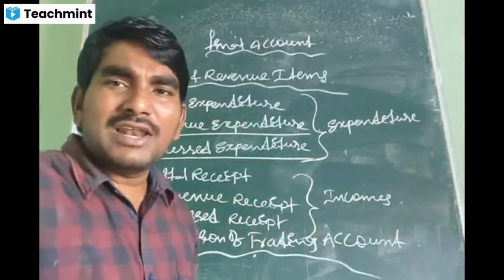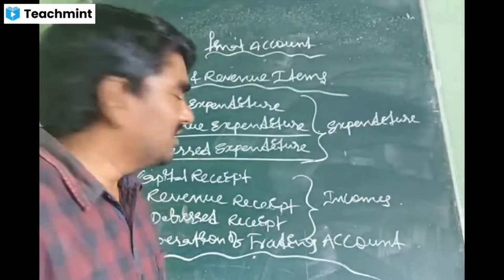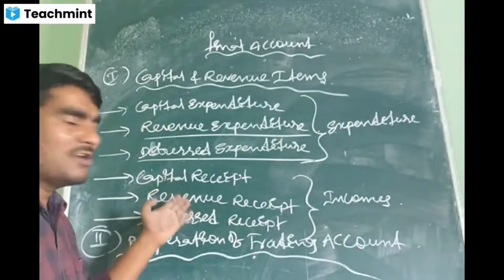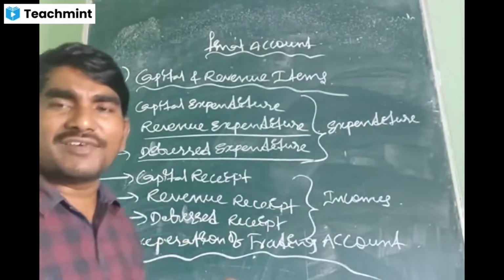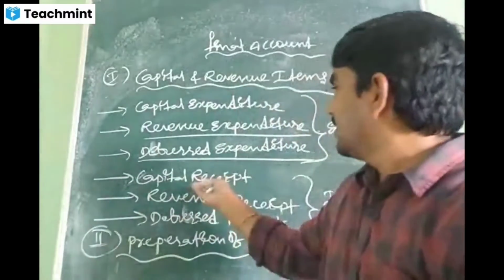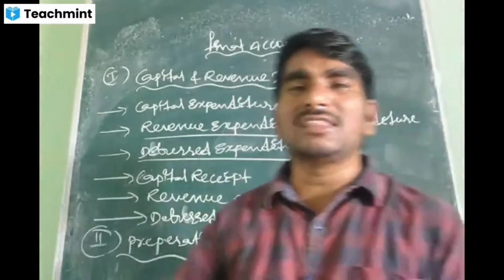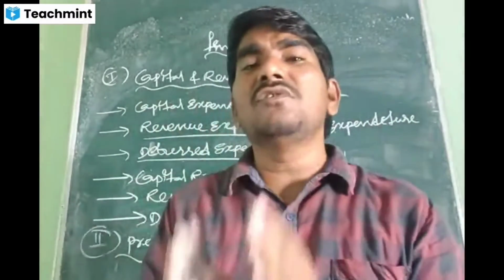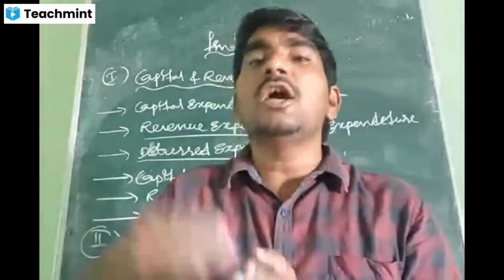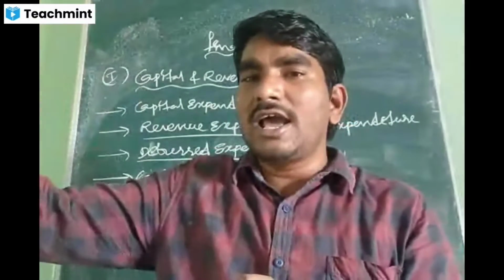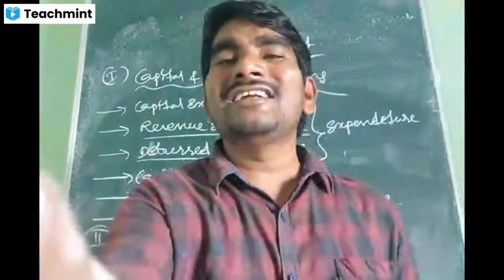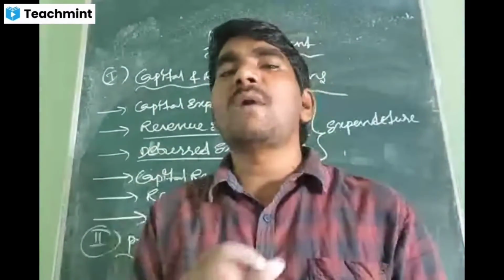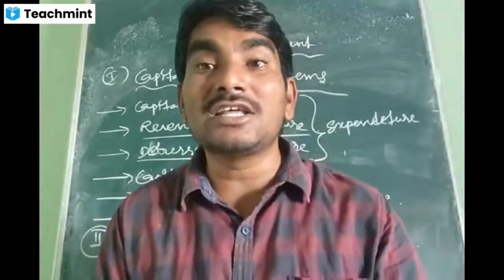Okay? And as well as once again you should listen: what is capital receipt, what is revenue receipt, and what is deferred receipt. Now first of all you should understand the capital receipt. Capital receipt is nothing but this type of utility will be there more than 1 year. Okay? And this type of receipt nature will be depending upon the non-recurring nature. That type of receipts are also called as what is that?